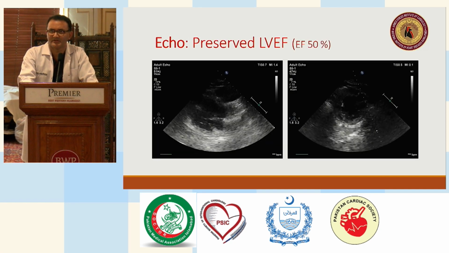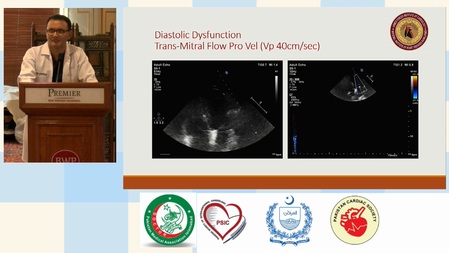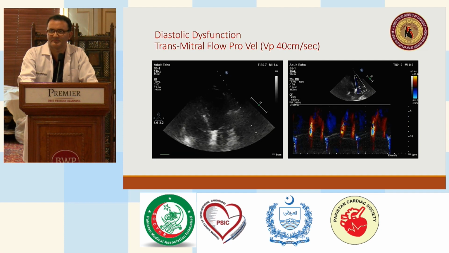This is his echo. As we can see, the EF is preserved. There is some LVH as well, and some diastolic dysfunction. Transmitral flow E velocity is around 40 centimeters per second.